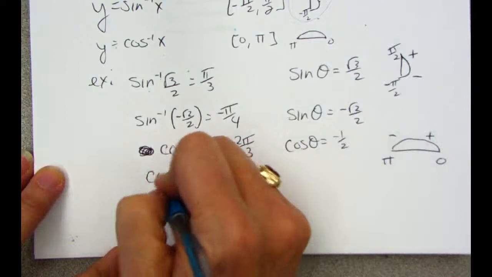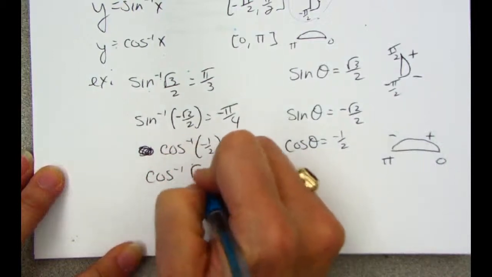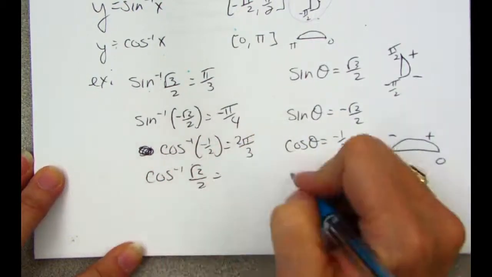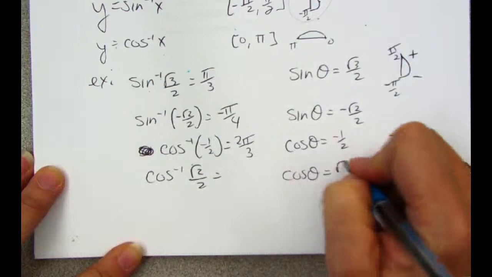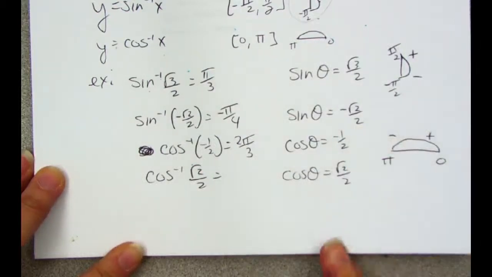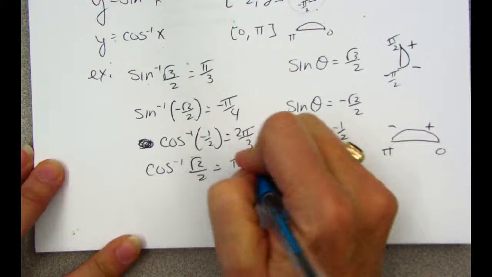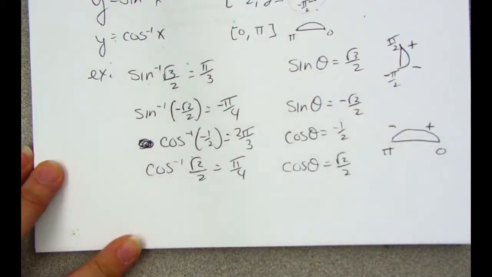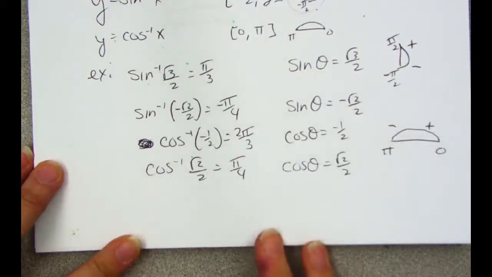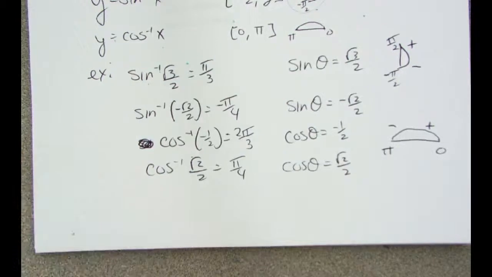Let's try another one. In other words, what theta will give me a positive square root of 2 over 2? So now I'm in quadrant 1. What will that be? Pi over 4. Okay, ask me some questions because I didn't plan on doing any more than those 4 for sine and cosine. I'm now going to go and do tangent.